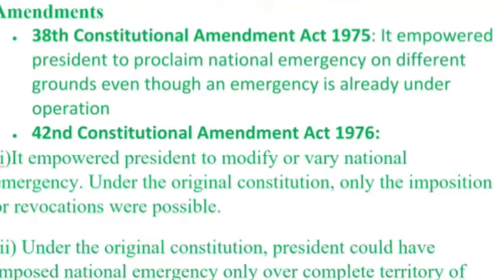The 42nd Constitutional Amendment Act in 1976 empowered the President to modify or vary a national emergency. Under the original Constitution, only imposition or revocation was possible. Under the original Constitution, the President could impose a national emergency only over the complete territory of India.